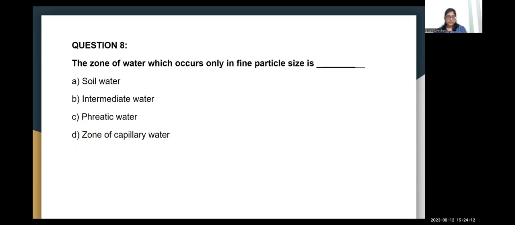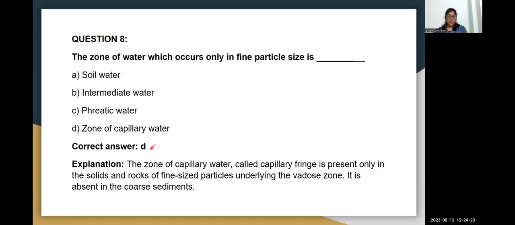Very good, Danish. The correct answer. So let's check what the answer is. So it is the zone of capillary water.